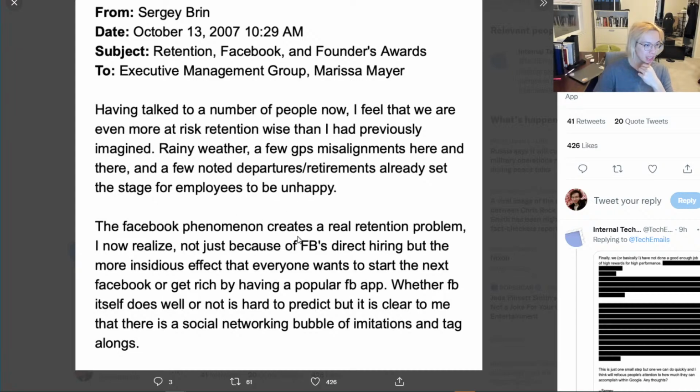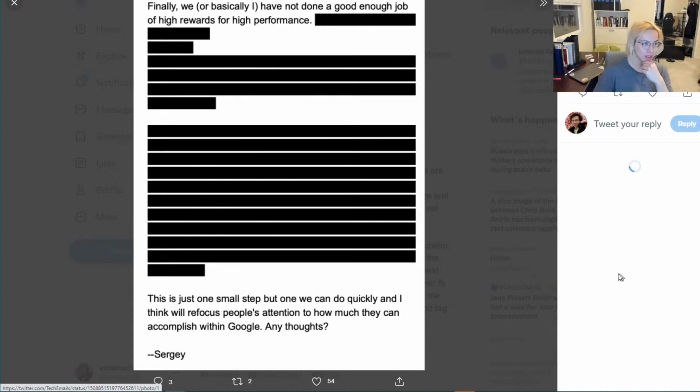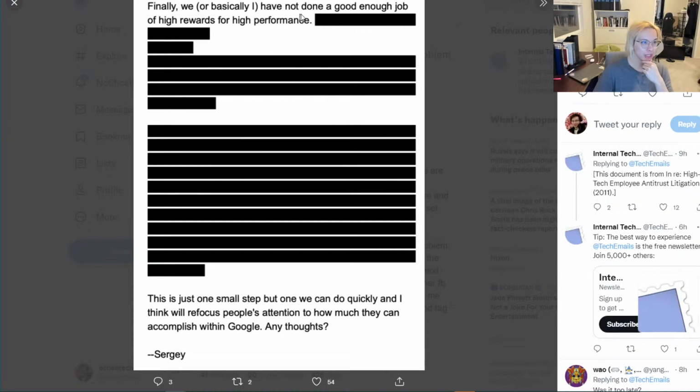The Facebook phenomenon creates a real retention problem, I now realize, not just because of Facebook's direct hiring, but the more insidious effect that everyone wants to start the next Facebook or get rich by having a popular Facebook app. Whether Facebook itself does well or not is hard to predict, but it is clear to me that there is a social network bubble of imitations and tag-alongs. Very smart, yes. This is very much like what we saw like 7 years later. Finally, we have not done a good enough job of high rewards for performance.